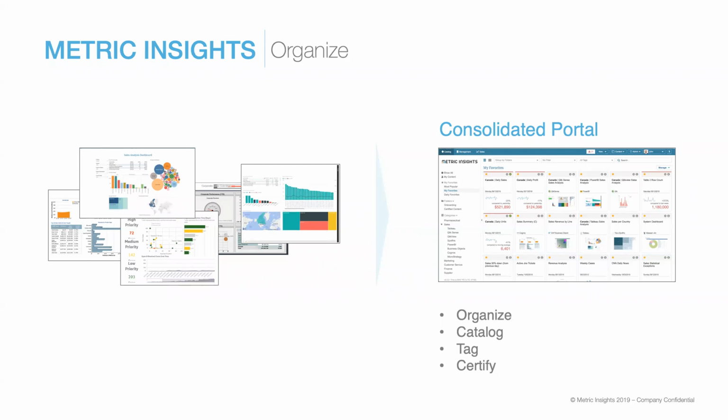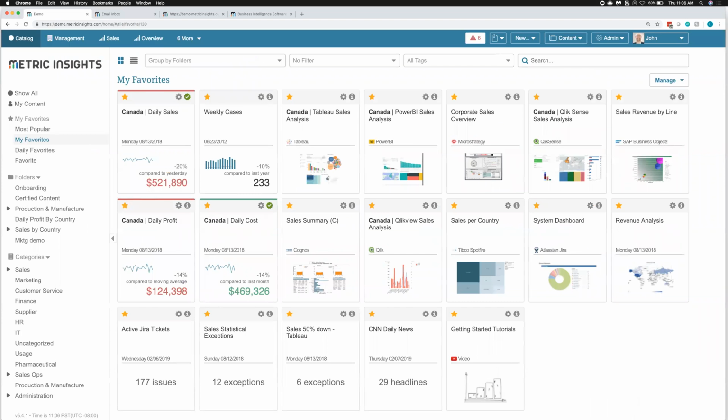And again, the first of those is the ability to organize content in the concept of what we call a consolidated BI portal that allows you to easily get everything in one place for your users. So I'm going to hand over to Louis, and he'll take you through this bit to start. Thank you, Mike. Okay, so what we're looking at right now is the homepage of Metric Insights.